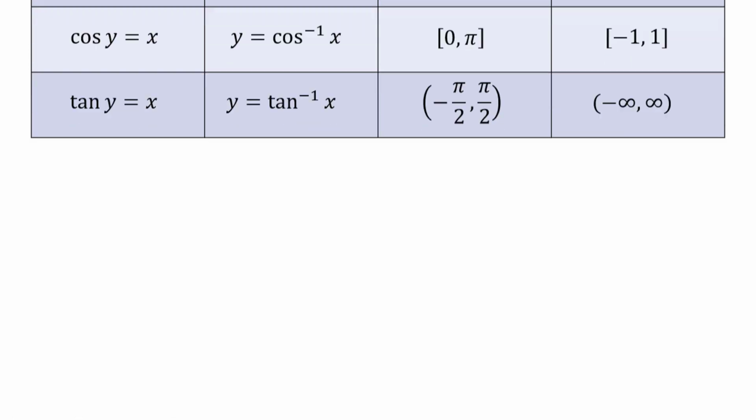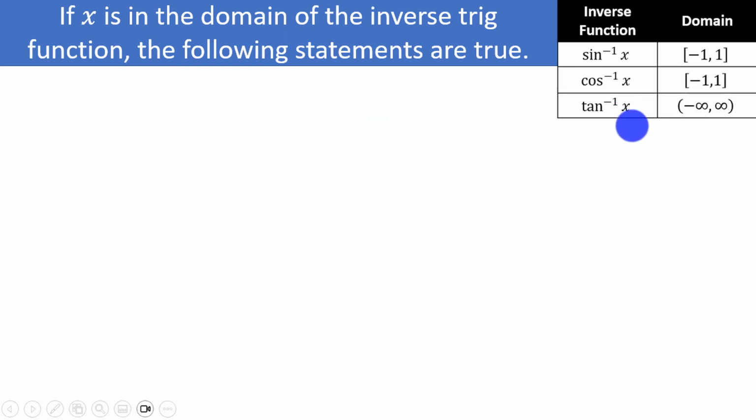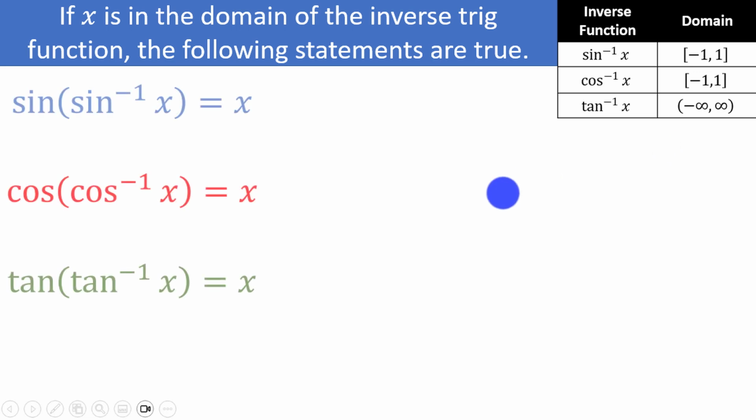Okay, so we're going to start by looking at what happens when you compose an inverse trig function onto the initial function, or vice versa. So here's a statement. If x is in the domain of the inverse trig function, then the following statements are true. So first of all, let's just look at the domain of each of those inverse trig functions. Sine and cosine between negative 1 and 1, and tangent can be anything. This is the range of the original trig functions. And this is our statement here, our three statements.